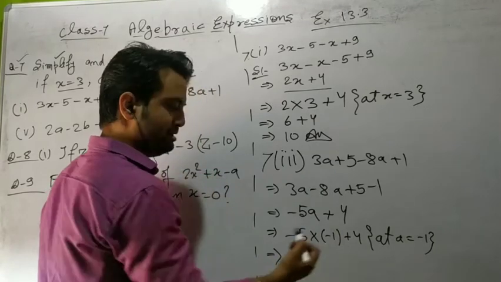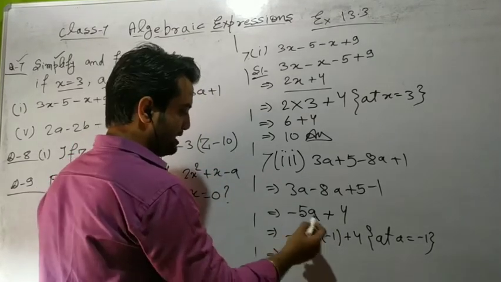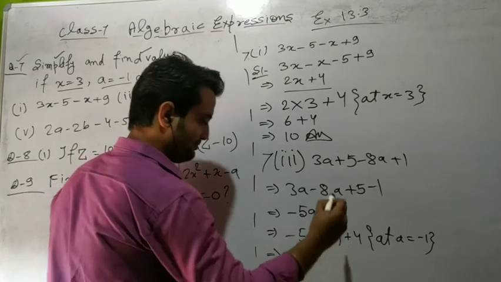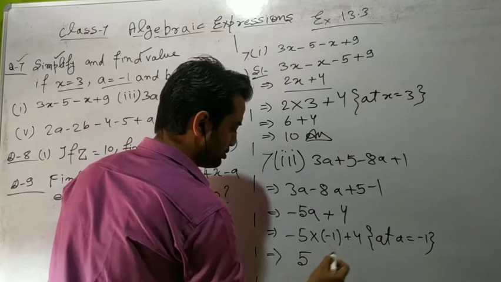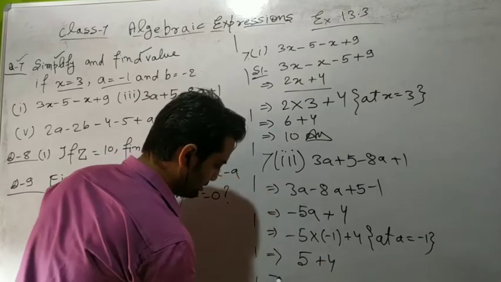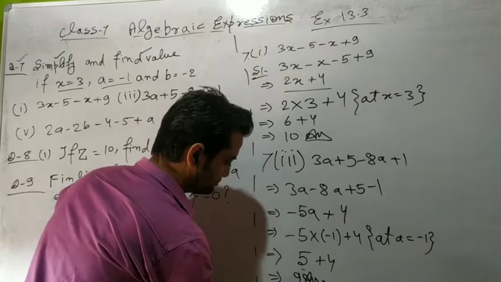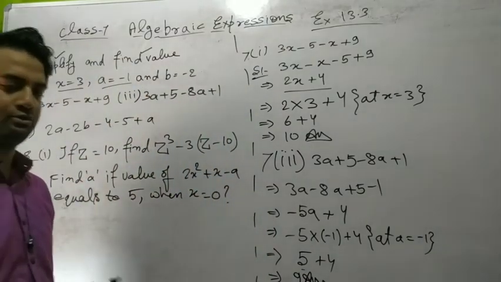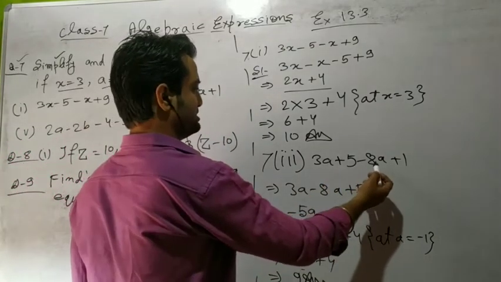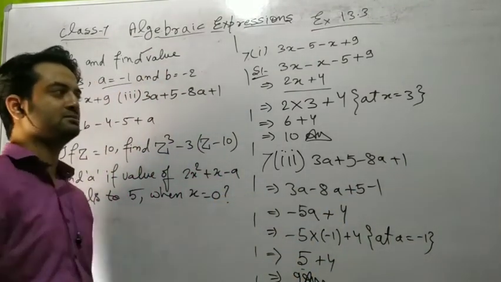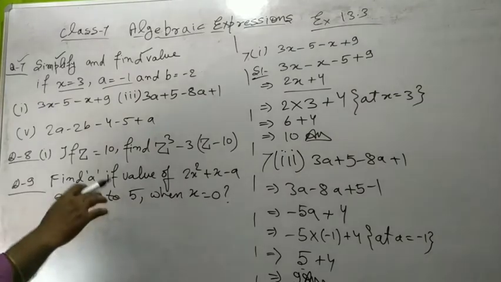Now minus 5 into minus 1. Minus into minus gives us plus. 5 ones are 5, and this is already plus 4. So 5 plus 4 gives us the answer 9. So value of 3a plus 5 minus 8a plus 1 at a equals minus 1 gives us the answer 9. Hope this solution is clear.